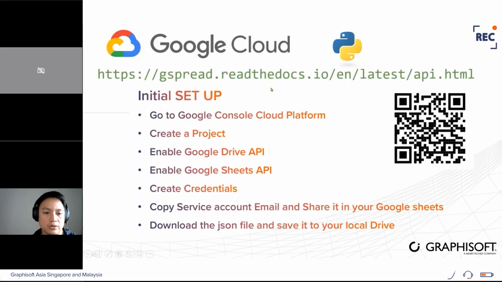So there is one setting that you need to do in the Google Cloud Console. For more instruction, actually scan this QR code, but I will go through with you the basics. Okay, so the basic things, of course, you need to have a Google account. You need to go to Google Cloud Platform. Then after that, you need to create a project. Then enable Google Drive API and the Google Sheet API. And after that, you need to copy paste the service account email. Then the most important part is download the JSON file and then save it to your local drive. Okay.